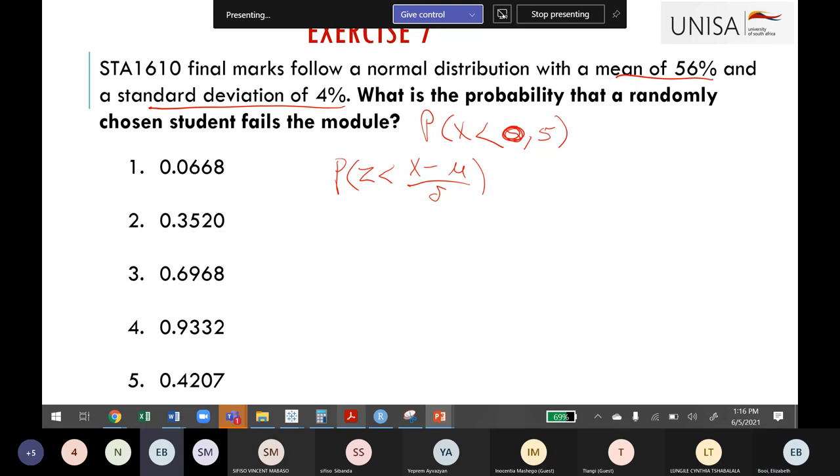Why do we standardize? Why do we find Z? So that we can find the probability. Now, when I'm looking at our probability that we have there, it's already 0.5. No, that is not the probability. That is a pass mark. Why aren't we supposed to say X is less than 50? Yes, because 50 is your pass mark. It's not your probability. It doesn't tell you the probability of a student failing. It gives you the pass mark.